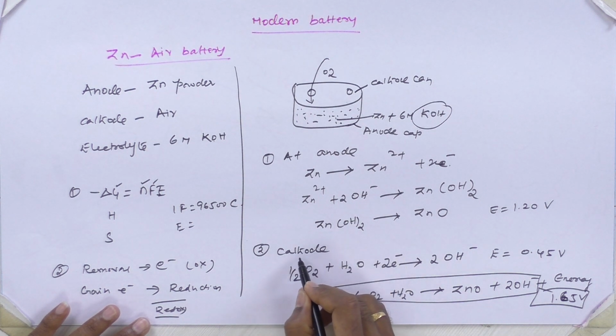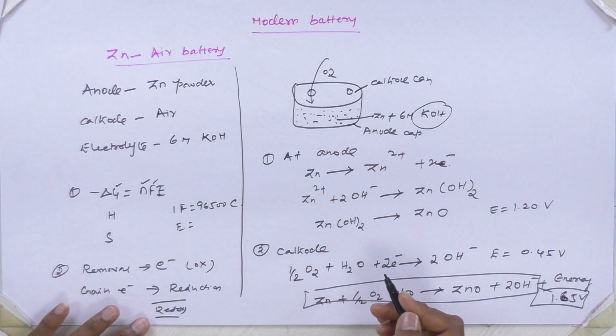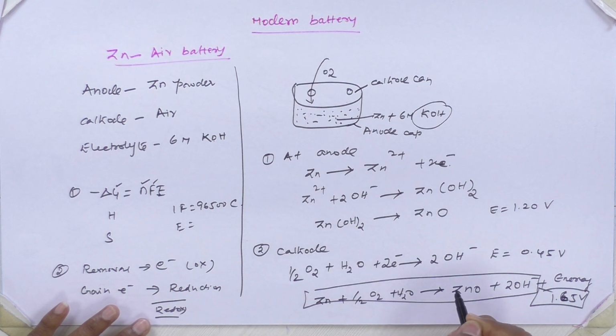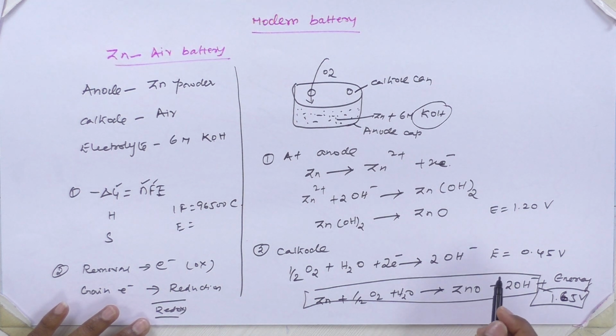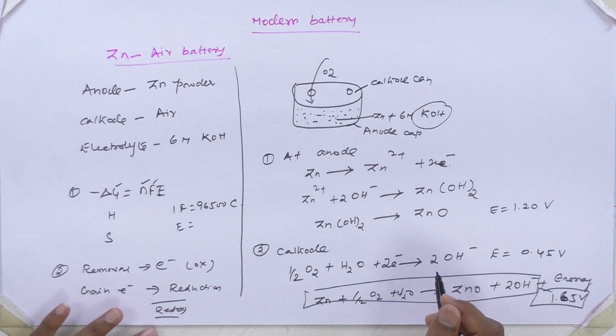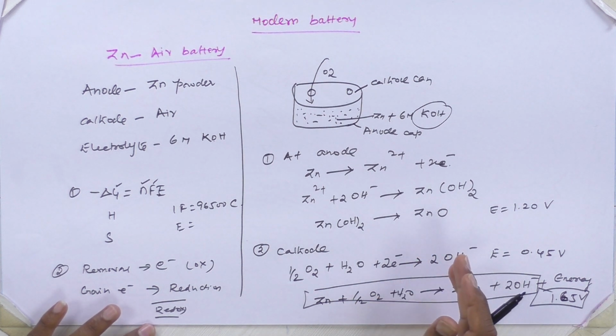So, here air itself, that is the oxygen available in the air, will act as a cathode. So, that cathode area itself undergoes the oxidation reduction process, and it produces 2 moles of hydroxide anion. So, the lifetime of the battery seems to be very high when compared to the other types of battery.